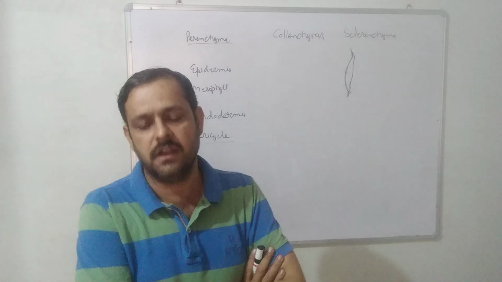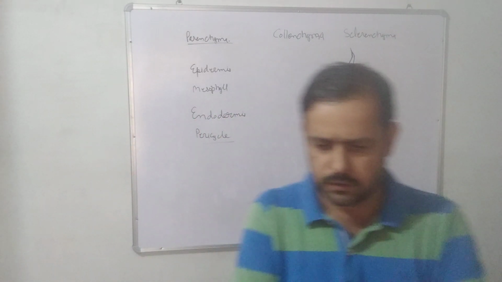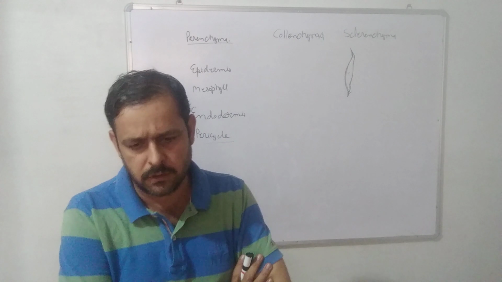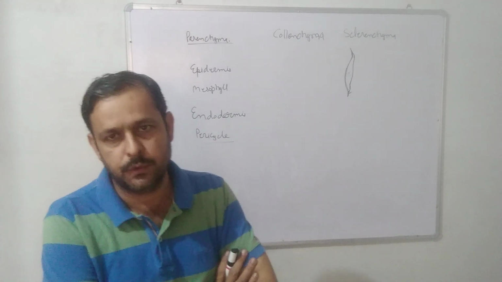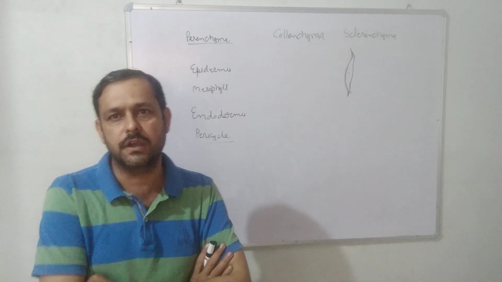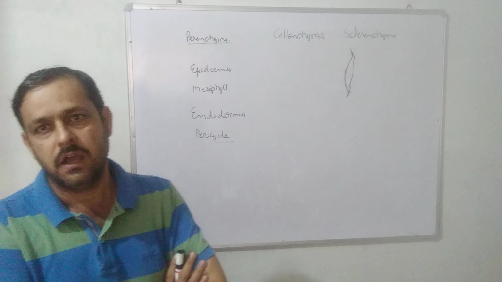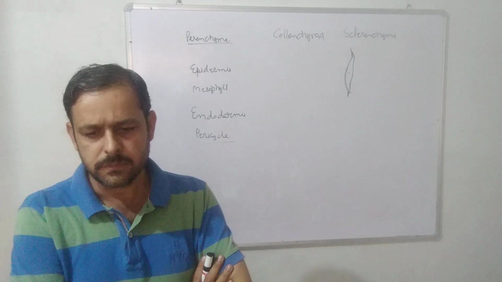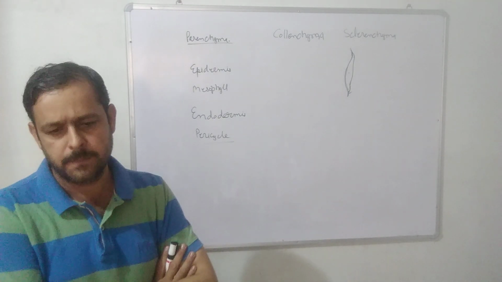Function of sclerenchyma: gives mechanical support, rigidity and hardness to the plant. And location of sclerenchyma: outer part of cortex and pericycle, outer part of cortex and pericycle of stems, xylem and phloem.